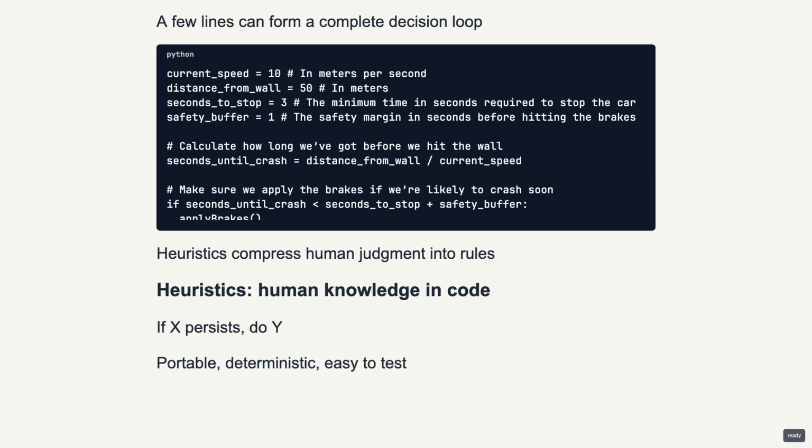Those properties make heuristics attractive on edge devices. A sensor node can watch for turbidity above a safe band, wait for several readings to confirm it, and then send only the event instead of streaming everything upstream.